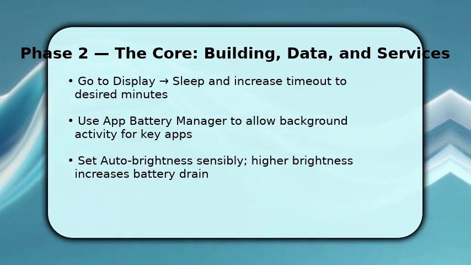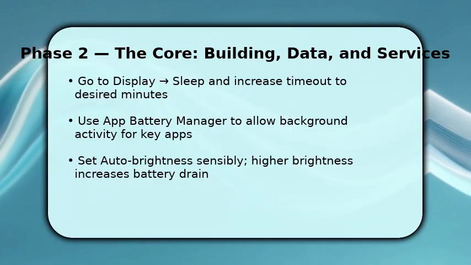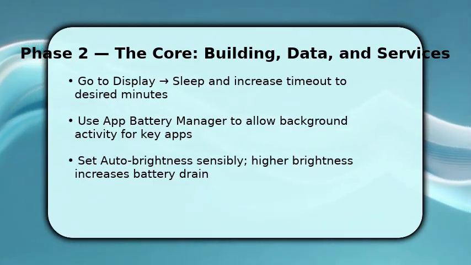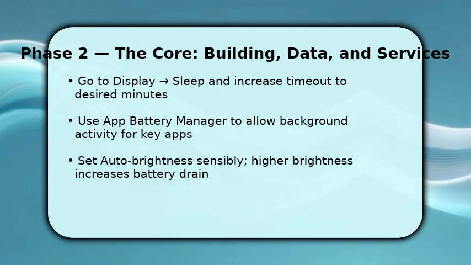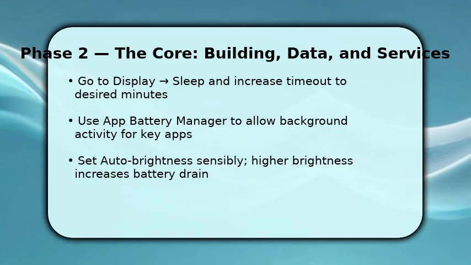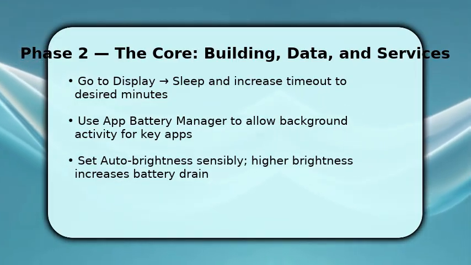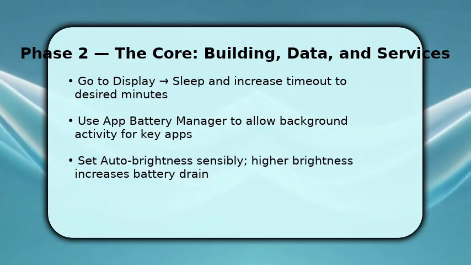Then open App Battery Manager. Find the apps you need on screen and choose Allow Background Activity so the system won't shut them down. Also, make sure auto brightness is tuned. If you want long screen time, reduce maximum brightness because higher brightness makes the battery die faster, and that defeats the purpose. To finish, test the changes.